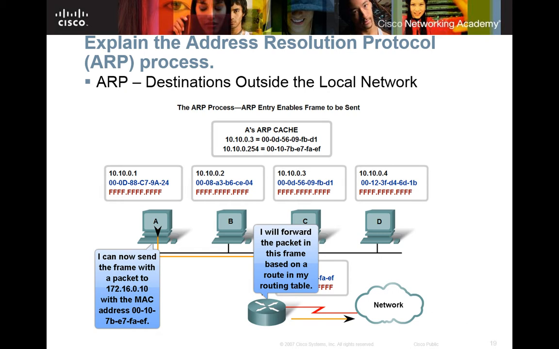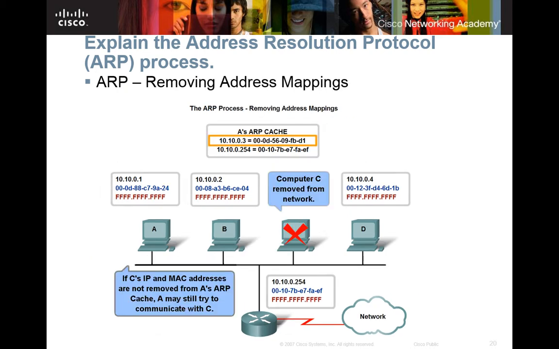Now what it's saying is if you're outside of this range, A can now send it to the router. The router says, okay, I'll forward this frame because it's based on a route in my routing table. In other words, he can see this 10.10.0.254 address is not one of these guys, so it's going to send it on out to whatever range that's on. All right?